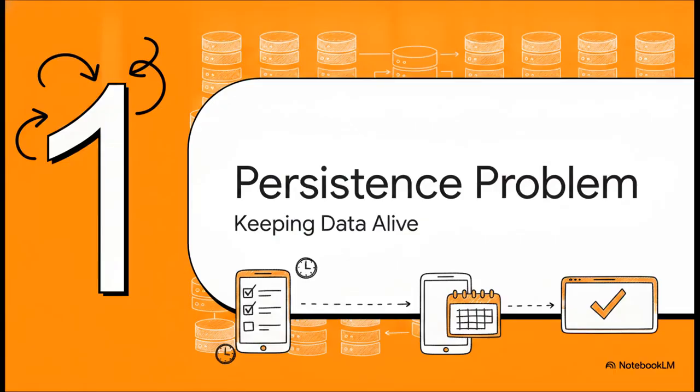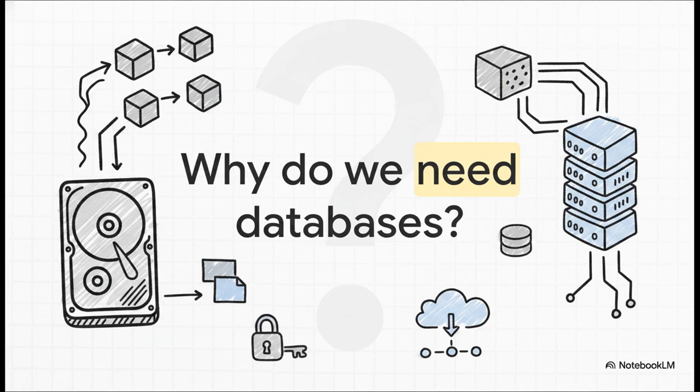Section 1. The persistence problem. Keeping data alive. So, before writing a single API, every backend engineer has to solve this fundamental problem of keeping data alive across sessions. Think about a simple to-do list app. If you check a box and close the app, that checkmark better be there tomorrow, right? That survival of data is what we call persistence, which brings us to a really foundational question.